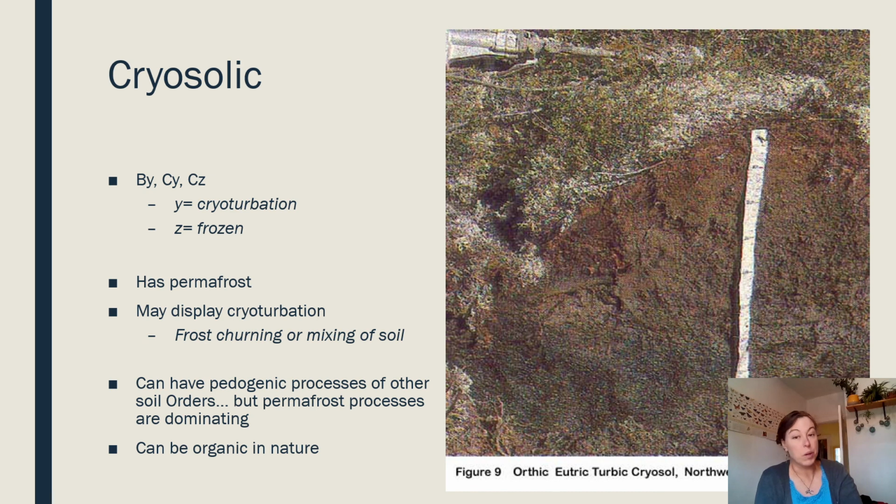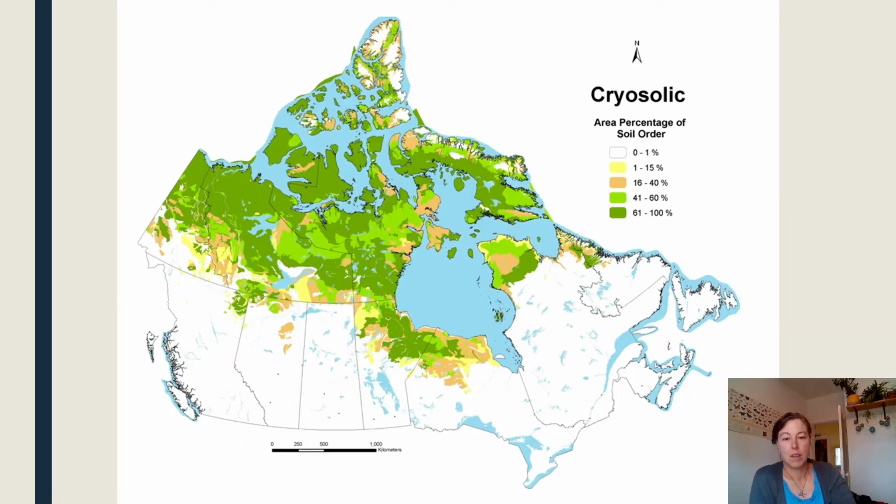We're getting to the easy ones. Cryosolic, literally it has either been disturbed from the processes of freezing and thawing, or it is currently frozen. That's it, cryosolic soils. They're pretty easy to spot. And we don't have any in North Bay, obviously. We're not in the permafrost. Obviously, the maps just of the Arctic, where there's permafrost.